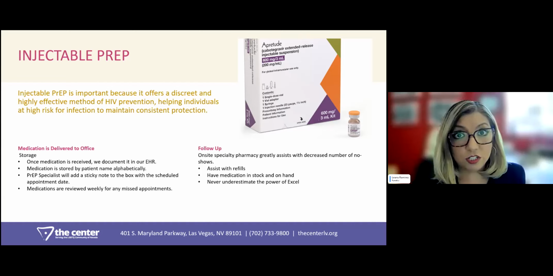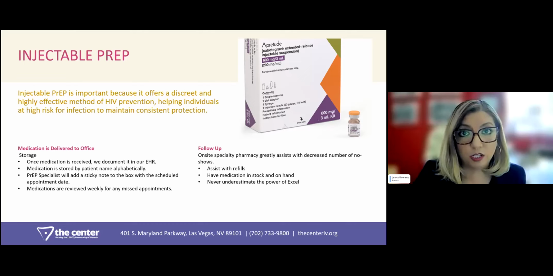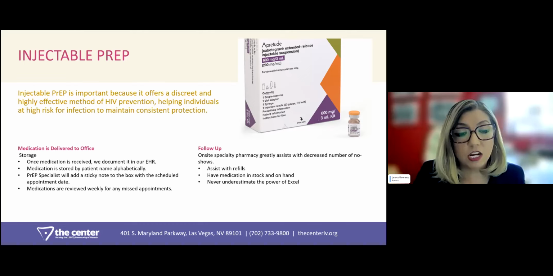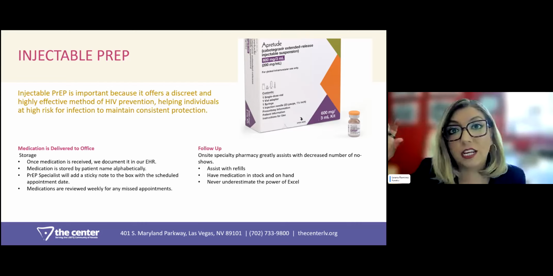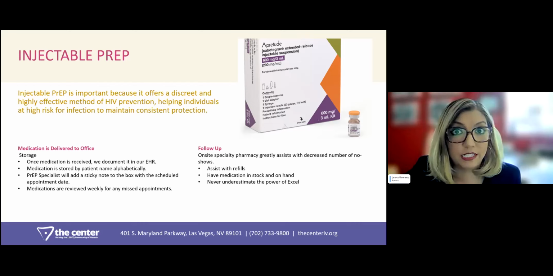Some other tips and tricks: when the medication is delivered to our office, we put that in our electronic health record. We document receipt of the medication, and then when the patient arrives, we make sure that we give them their medication. When we store the medication, we stick a sticker on the box with the patient appointment, and we file that according to date, and then from there we file it alphabetically. So it's really easy to go in on, say, 9/19, and I can see whose medications are due, who has not come in, and who's expected for the next day.